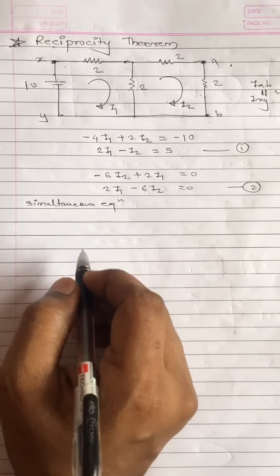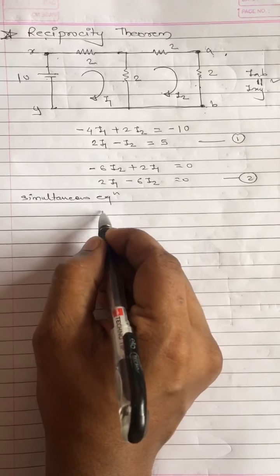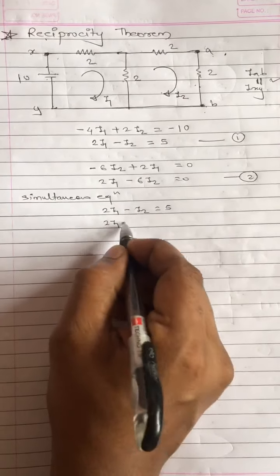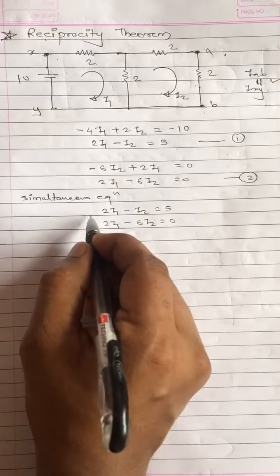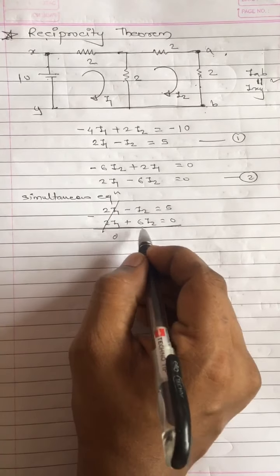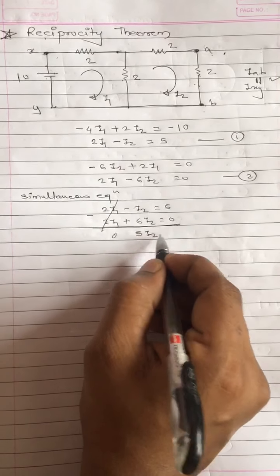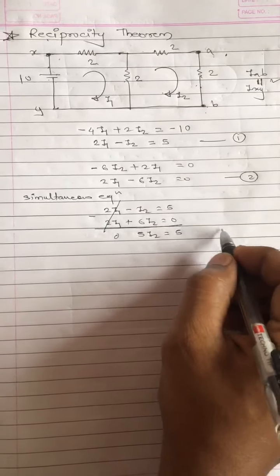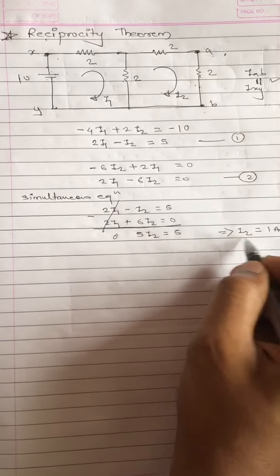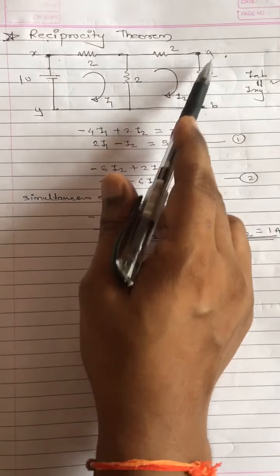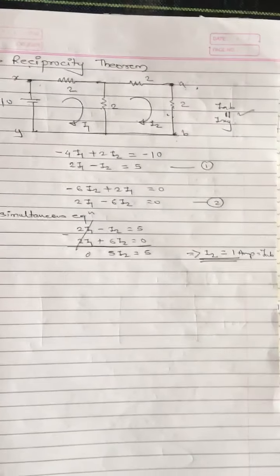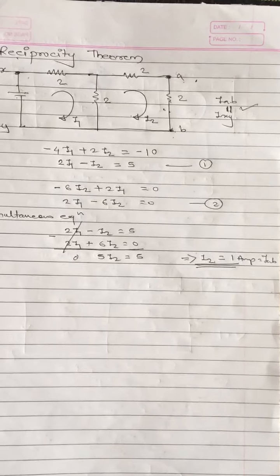Let's solve these two simultaneous equations. I will solve it manually, I will not use a calculator here. So it will be 2 I1 minus I2 equal to 5 and 2 I1 minus 6 I2 equal to 0. If I subtract, it will be 0 here, minus minus becomes plus, so it will be 5 I2 equal to 5. So I2 is nothing but 1 ampere, and I2 means the current in branch AB. So this is nothing but IAB. We have calculated IAB and we got it as 1 ampere.